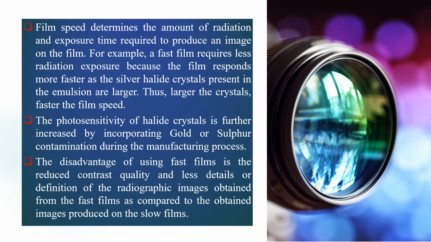Now coming to the next slide. Film speed determines the amount of radiation and exposure time required to produce an image on the film. For example, the fast film requires less radiation exposure because the film responds faster as the silver halide crystals present in the emulsion are larger. Thus, the larger the crystals, the faster the film speed. The smaller the grain, the slower the film speed.